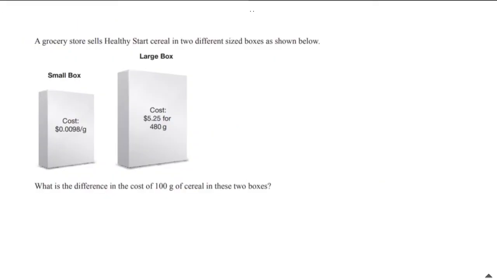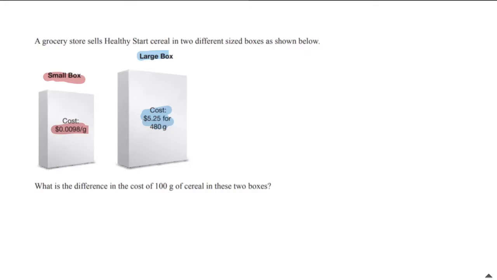In our next example, a grocery store sells Healthy Start cereal in 2 different size boxes as shown below. So we have our small box, which we're told the cost is $0.0098 per gram. And we have our large box, which we're told the cost is $5.25 for 480 grams.